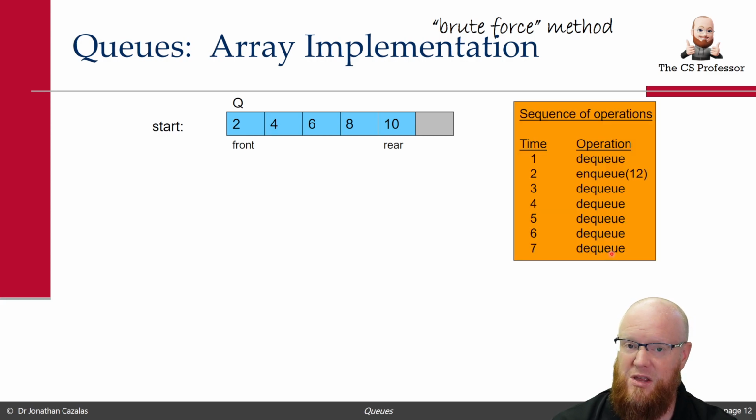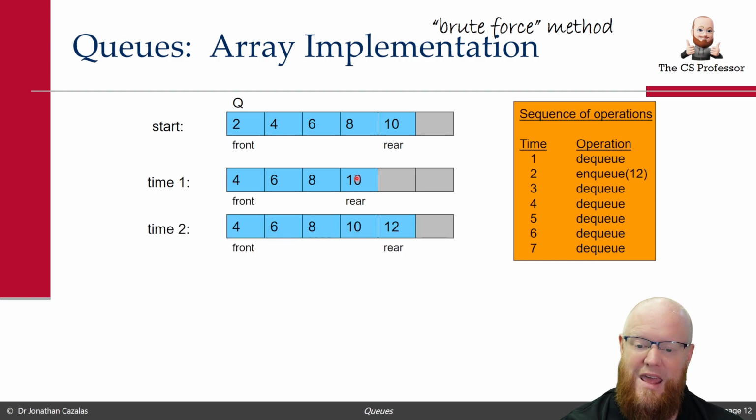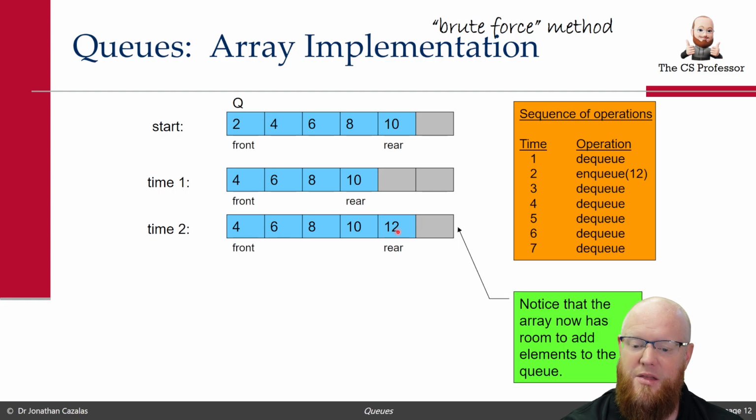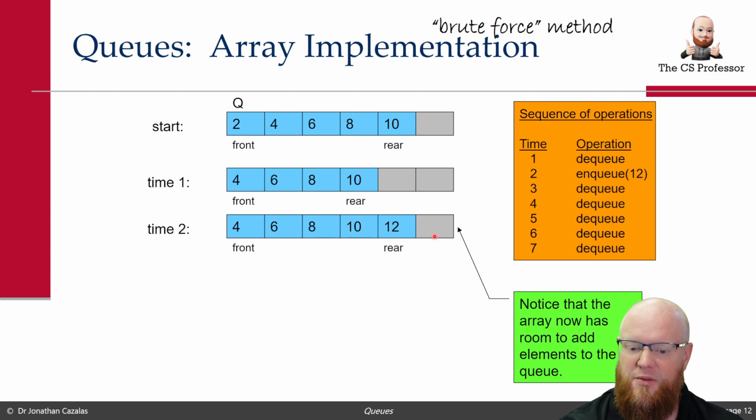So now we have another sequence of operations. We're going to do one dequeue, followed by an enqueue, followed by all these other 5 dequeues. And let's keep track of front and rear and see what happens here. So first we do a dequeue. When we do a dequeue, we can see that 2 got dequeued, and then all of the other items moved left 1 position. Now we do an enqueue, so 12 got enqueued at the end. And now we do another dequeue right here. And notice that the array has still room. We can still add one more element here before we did this last dequeue.